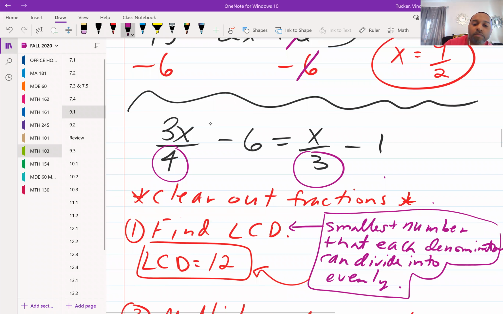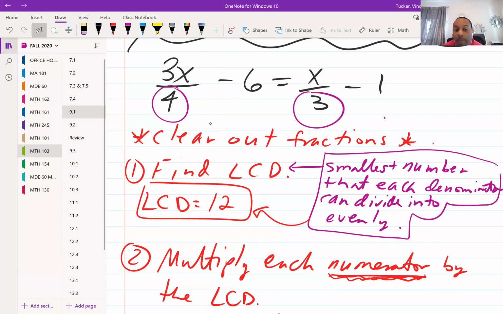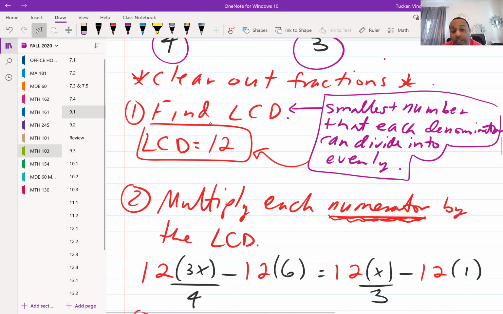All right. Once you find the LCD, you're going to multiply each numerator by the LCD. So notice I didn't say numerator and denominator. You're going to multiply each numerator by the LCD. So we're going to take that 12 and, like I said, multiply it to each numerator, whether it has a denominator or not. So that's why we have 12 times 3x over 4 minus 12 times 6 equal to 12 times x over 3 minus 12 times 1.